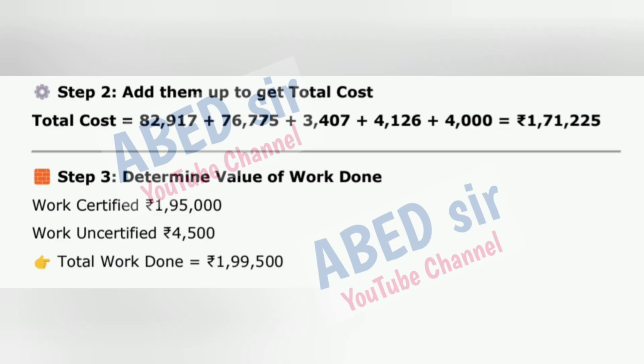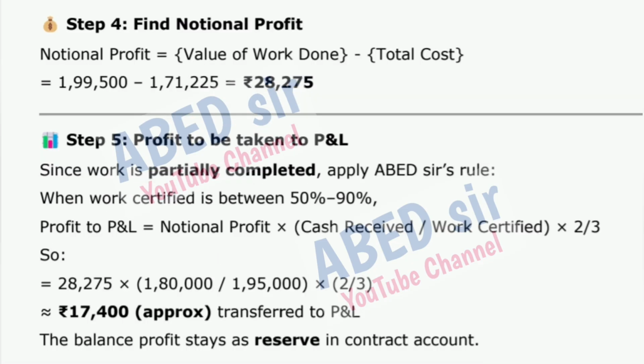Work certified 1,95,000 rupees. Work uncertified 4,500 rupees. Total work done is equal to 1,99,500 rupees. Step 4. Find notional profit. Notional profit is equal to value of work done minus total cost, which is 1,99,500 minus 1,71,225, equal to 28,275 rupees. Step 5. Profit to be taken to P&L.